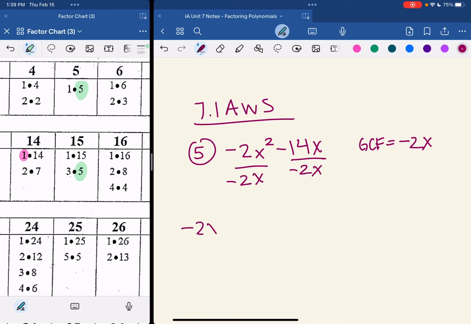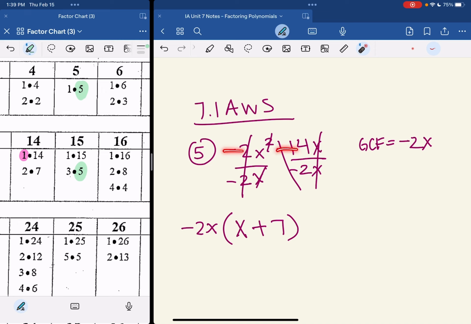So negative 2x goes in front of your parentheses. So that divides away. X divides, takes one of the x squared, so we're left with an x. Now here the x's divide, the negatives divide, so we have a plus. 14 divided by 2 is 7. So if all of your terms have a negative, or especially the first term is negative, take out a negative.